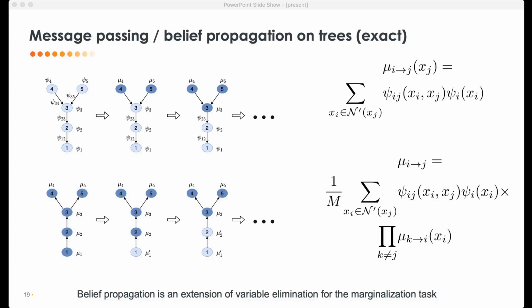How does belief propagation work? Suppose you have a tree graphical model, which means that the potentials can act either on a single variable or on a pair of variables.